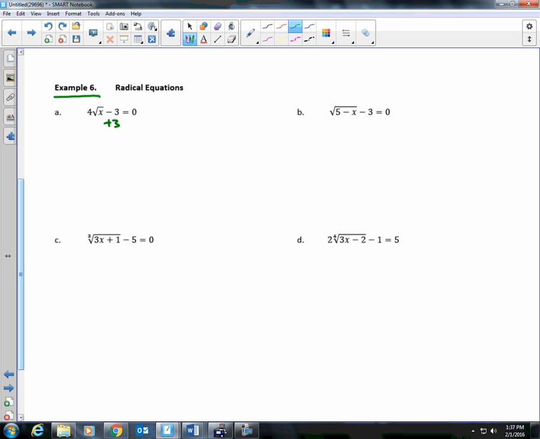I'm going to add the 3 to both sides. I get 4 times the square root of x is equal to 3. Now what do you think I do? Divide by 4. The square root of x is equal to 3 over 4.